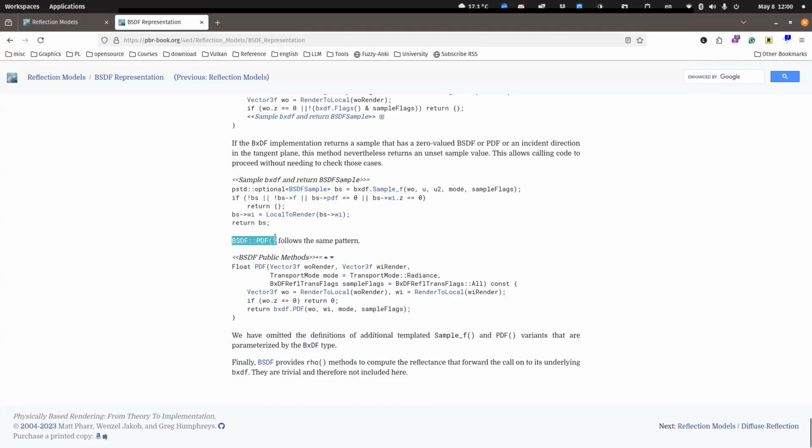And BSDF PDF follows the same pattern. Just delegate. All right, I think we are done with this part.